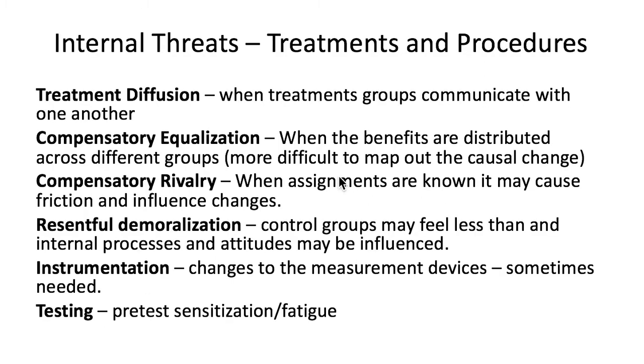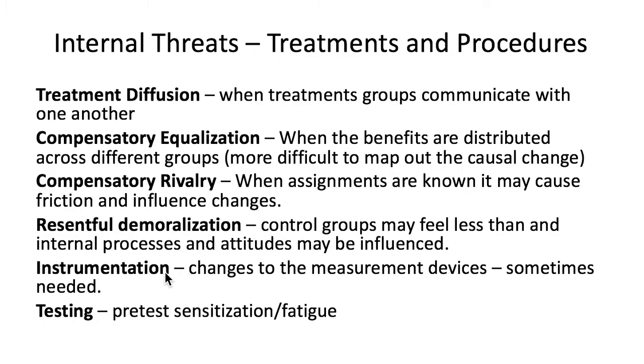Additional internal threats happen during treatments and procedures. Treatment diffusion occurs when treatment groups communicate with one another, and that is going to mess up your results. This is why double-blind studies are so important, so people don't know what condition they are in. And if you can, you don't want your participant pools to be communicating with each other anyway, especially when you're talking about longitudinal studies.